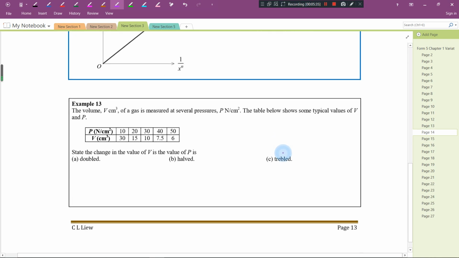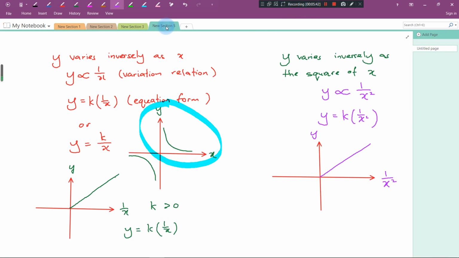Okay, now let's try some examples so that you will understand this part better. Let me go back to this one. I forgot to tell you one thing. In this case, y varies inversely as x. y is equal to k over x, and when I multiply both sides by x, I will get xy is equal to k. So you know that the value of x times y will be equal to a constant if y varies inversely as x.